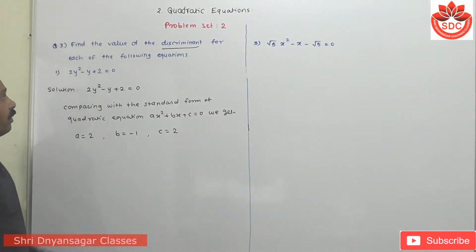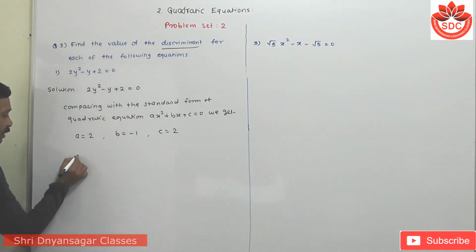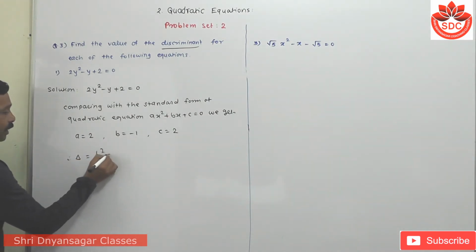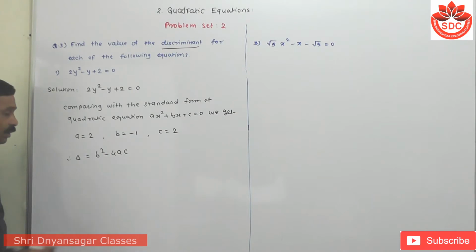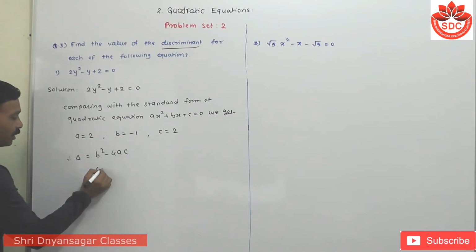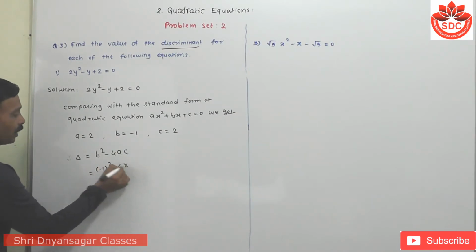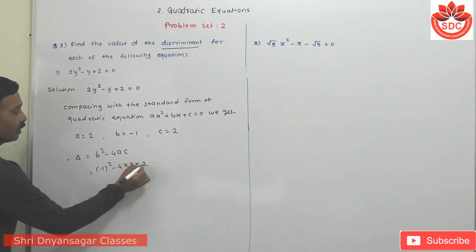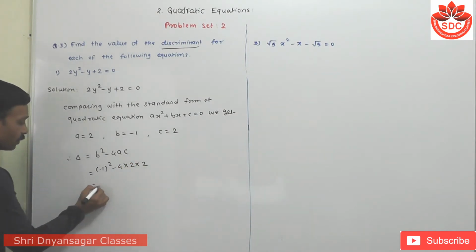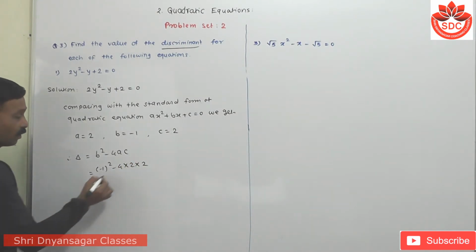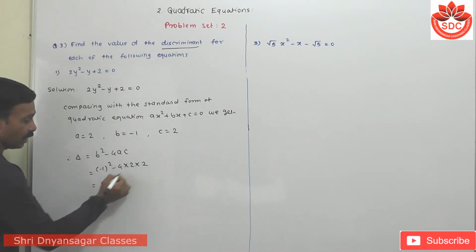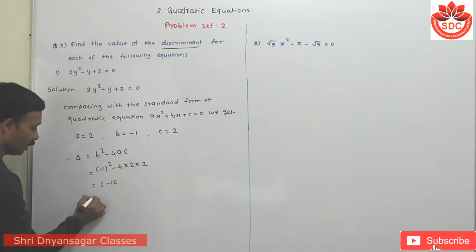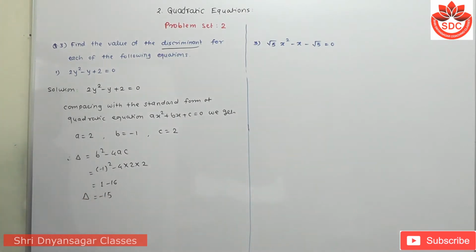Then we have to find out the value of the discriminant, that is, delta is equal to b square minus 4ac. Now b is how much? Minus 1 square minus 4 into a, which is 2, into c, which is also 2. Then minus 1 square is plus 1, minus 4 times 2 times 2 is 16. Then the subtraction becomes minus 15. That means the value of the discriminant is minus 15. Write the answer in a full sentence.